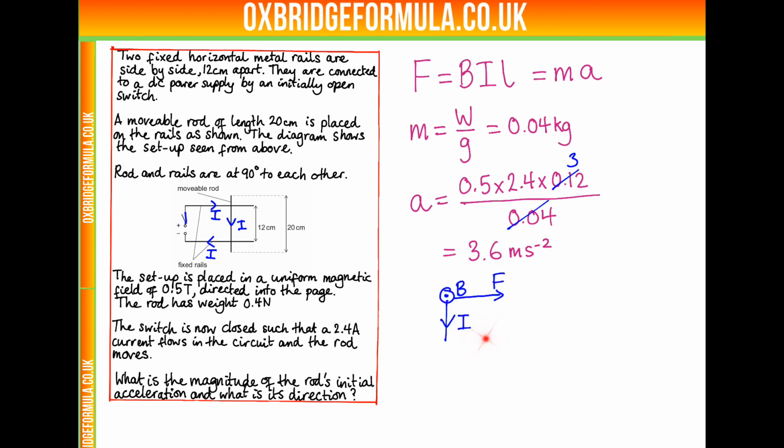So the magnetic field is going in, so this is your index finger, and your current, which is your middle finger, is going down. Using your left-hand rule, the force must be going to the right, so from left to right. So the answer is F. The force is directed to the right, and the acceleration is 3.6 meters per second squared.